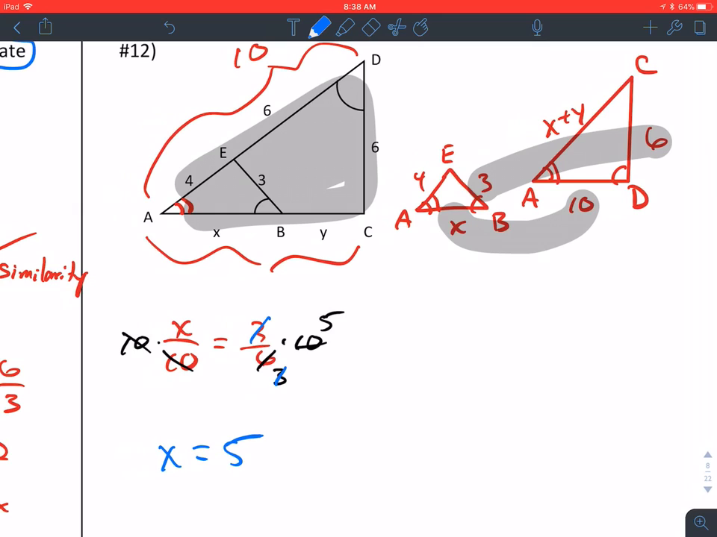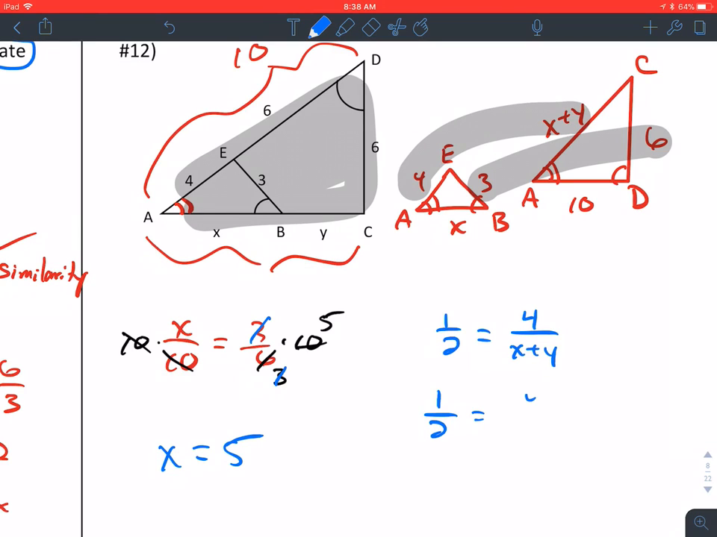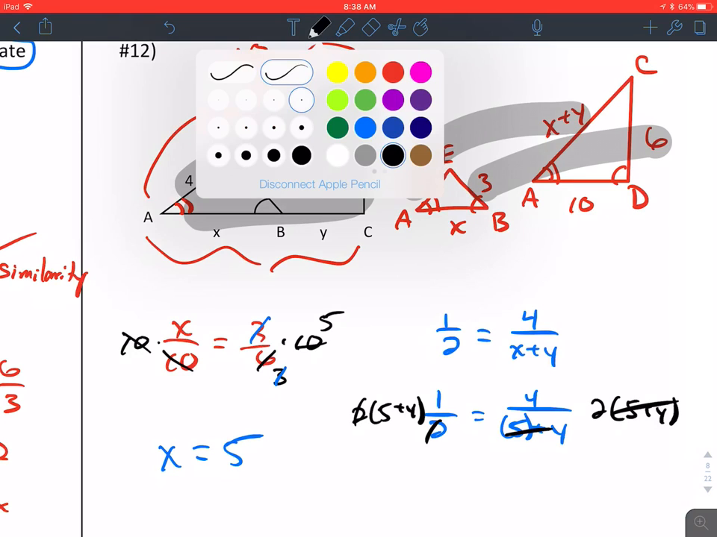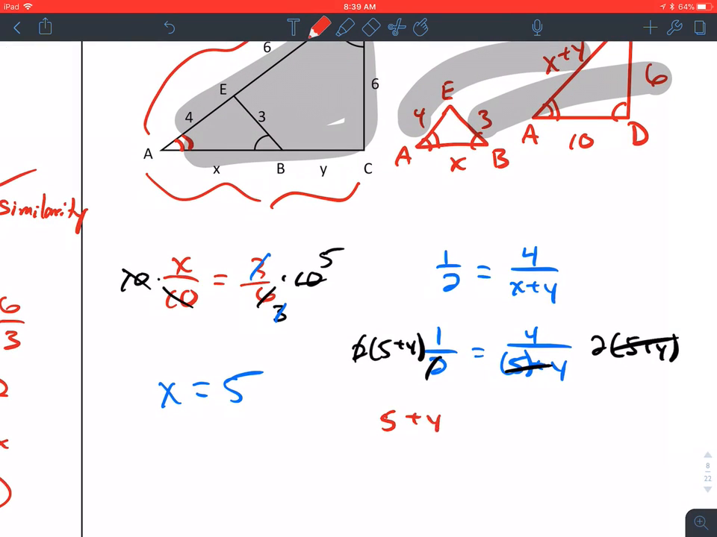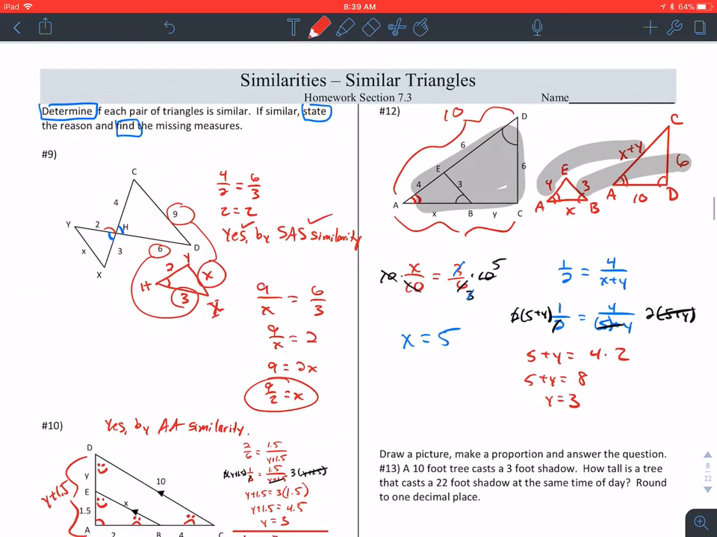Yay! Then in this other equation I can write 3 is to the 6, which I could have written reduces to a half. Should have done that on the last problem, that would have been wise. Equals 4 over x plus y. We know what x is. It's 5. I'm going to multiply both sides by 2 times the sum of 5 and y. On the left, the 2's cancel. On the right, the 5 plus y's cancel. This gives me 5 plus y equals 4 times 2. 5 plus y equals 8. y equals 3. Just check my answer. Yep, 5 and 3.